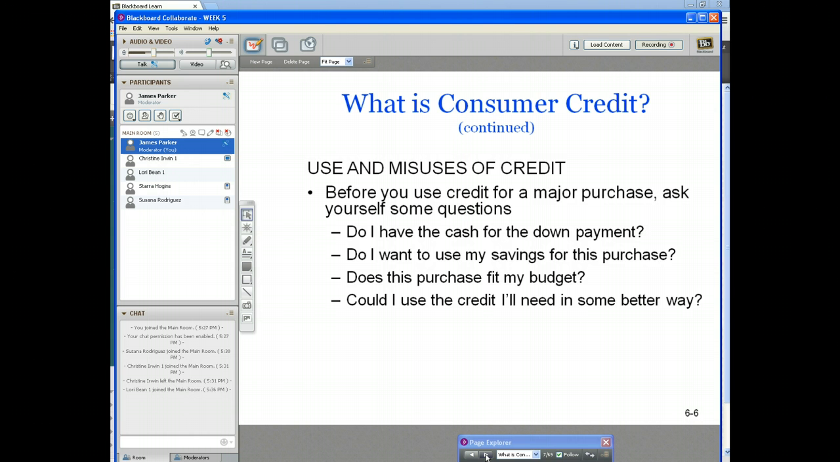And can I use it some other way? Can I find a better way to finance this? Now, a lot of times, especially with cars, there's going to be these huge zero interest deals. But usually, if you talk to the car salesman, they will say, "Oh yeah, that's our promotion this month. Last month we're offering, say, $5,000 off on a car. This month we're offering zero interest."